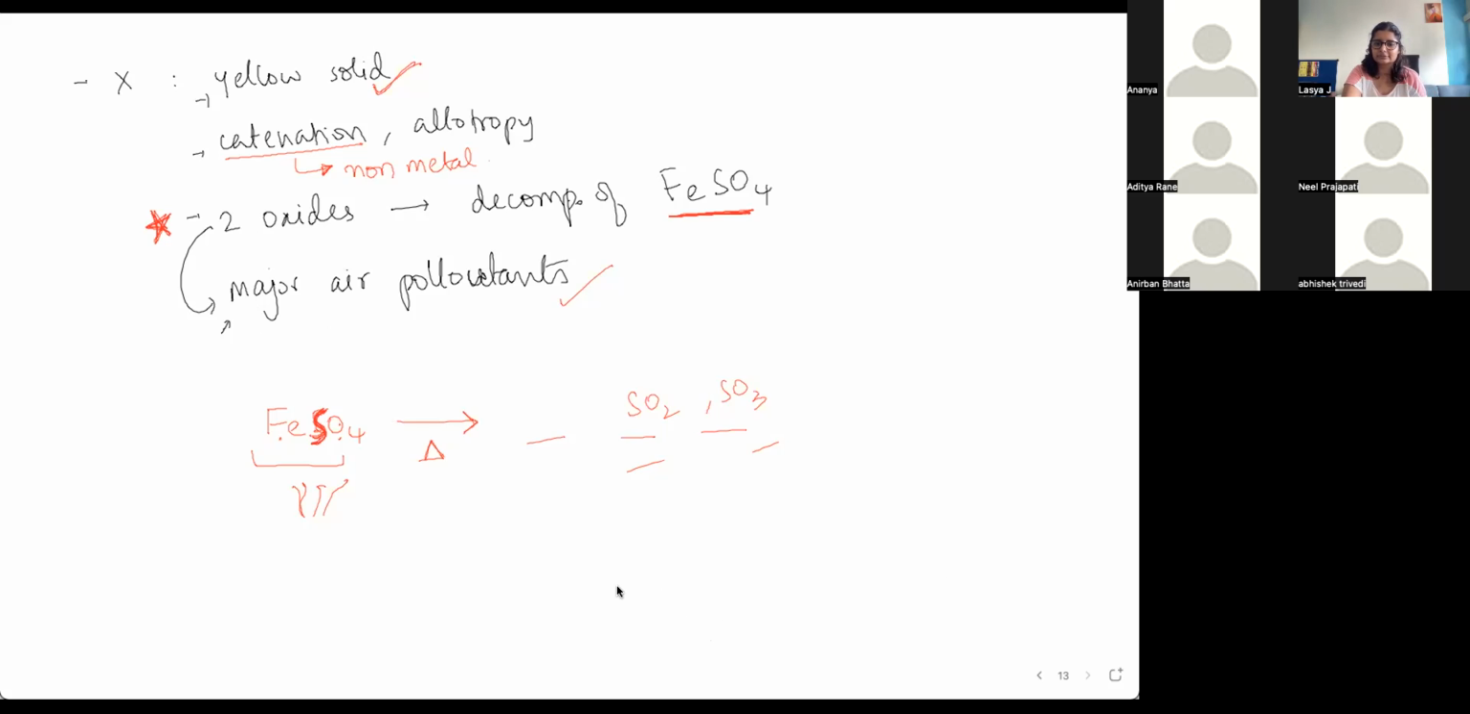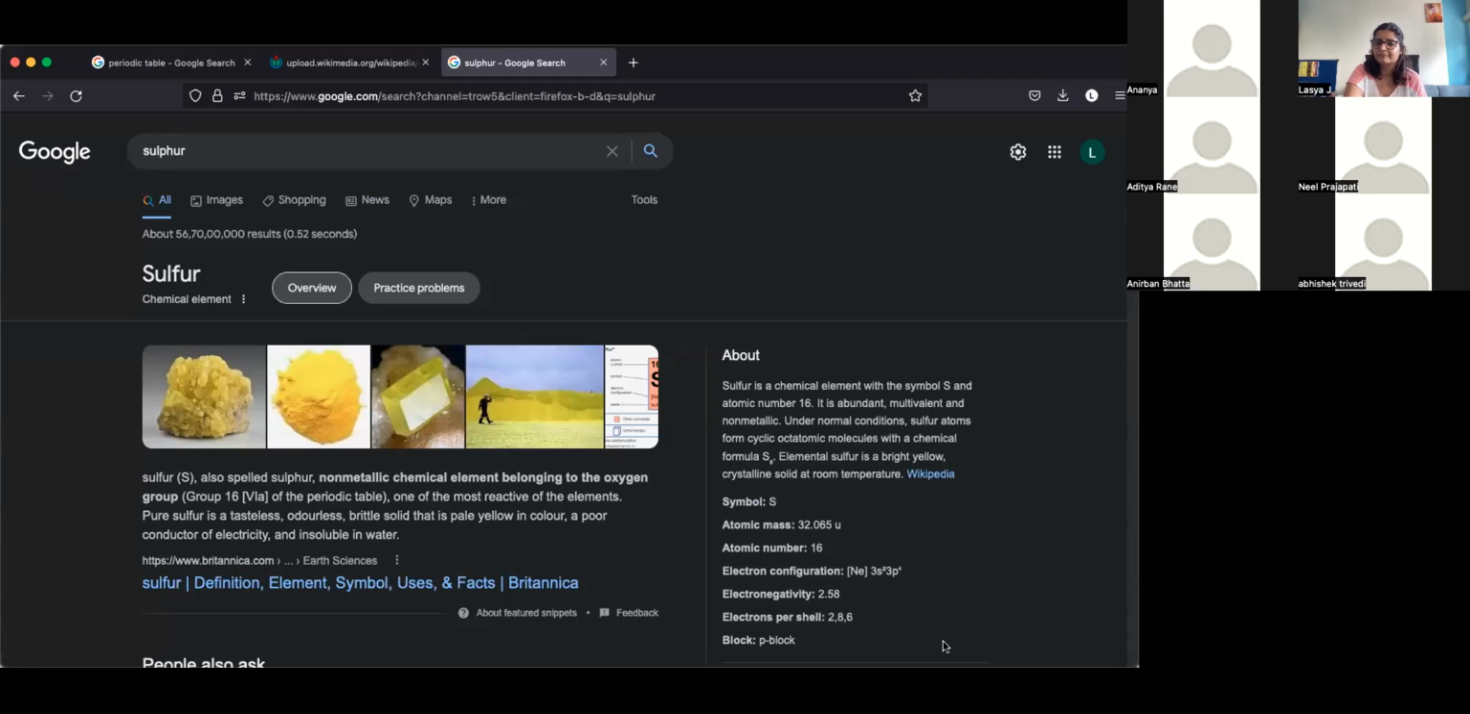And ma'am, the nature of these oxides is acidic. And they're pollutants. Yeah. And because metals form basic oxides. Yes. And sulfur is a non-metal. Yes. In fact, if you dissolve sulfur trioxide in enough water, you get sulfuric acid. And if you take sulfur dioxide and dissolve it in water, you get sulfurous acid.